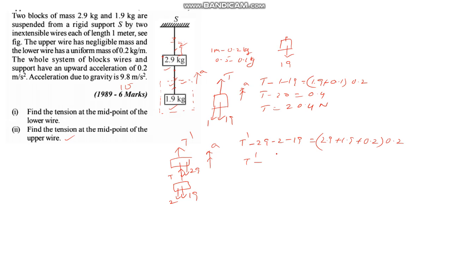Why am I taking T dash? Because this wire is different and this wire is different. 29 plus 2 is 31, plus 19 is 50, equal to 2.9 plus 1.9 plus 0.2, which is 5, into 0.2. 5 into 0.2 is 1. So T dash will be equal to 51 newtons. So this is the approach you have to use for this type of questions. Thank you.